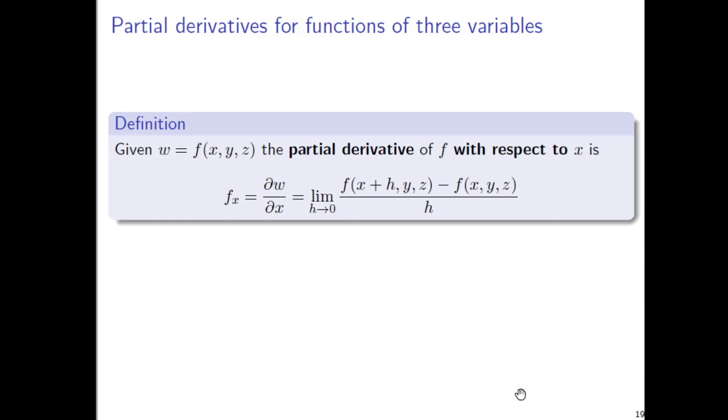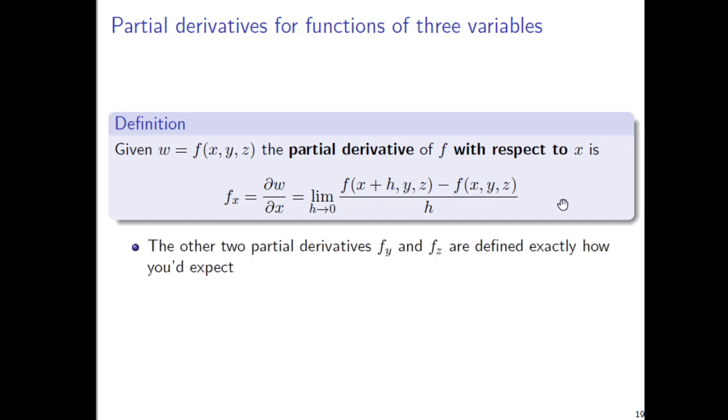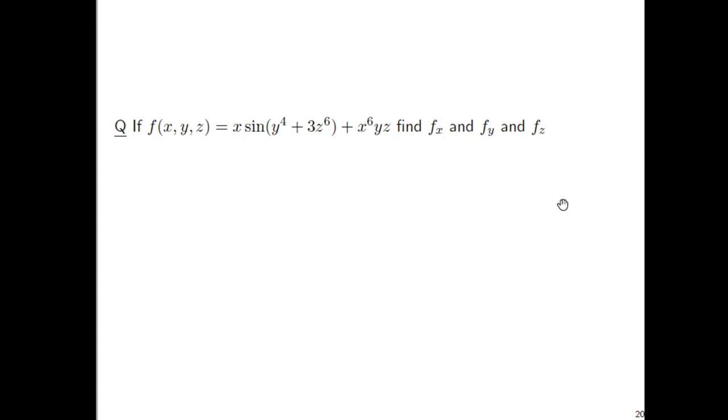There's a partial derivative with respect to x. Kind of looks the way you'd expect, right? So y and z remain the same. They are treated as constants. And f sub y, f sub z, they're defined exactly how you'd expect. The point is, to find the partial derivative of f with respect to x, treat y and z like constants. In other words, one variable will be treated like a variable, all of the other variables will be treated like constants.